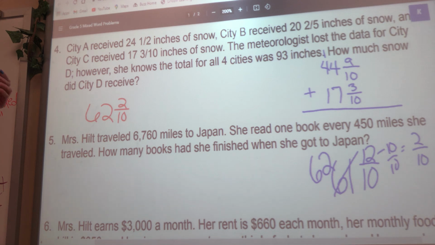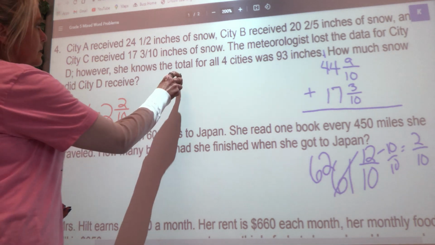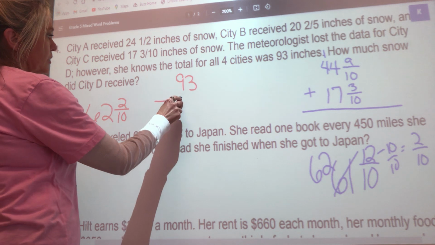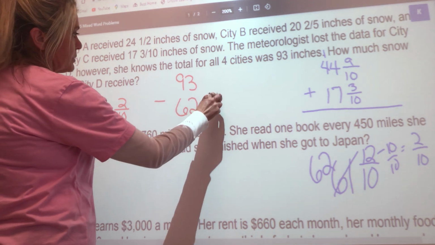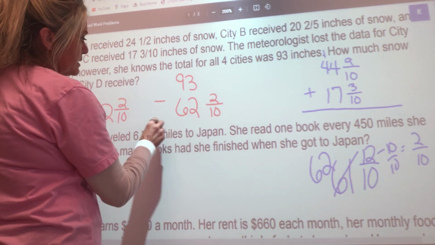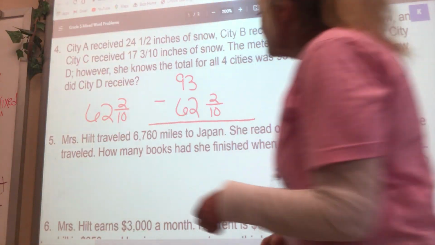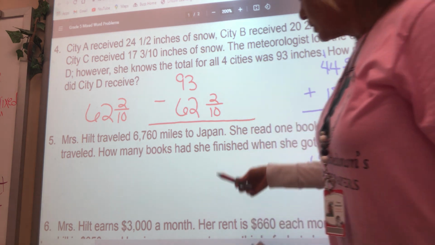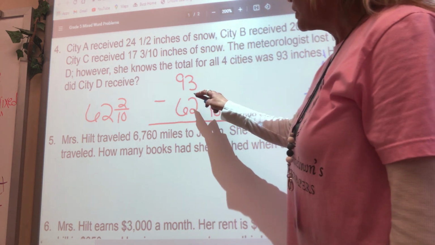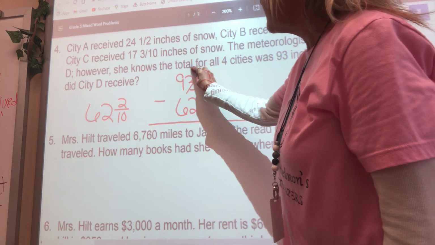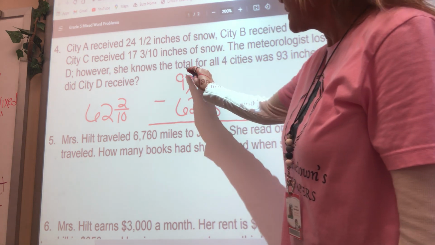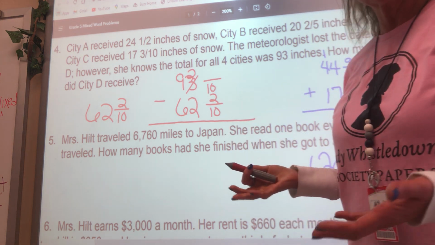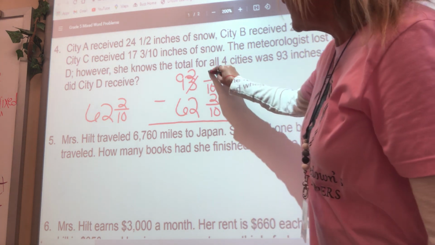Okay, so now we have to take that away from the 93 inches. Okay, so 93, that was whole inches. And we need to take away what we know from cities A, B, and C. Okay, we have to have something to take 2/10 away from. So we would have to borrow a whole one over here. So now this will be 92 instead of 93, 92. And since we were working in tenths, if we borrowed a whole 1, we would be getting 10/10.